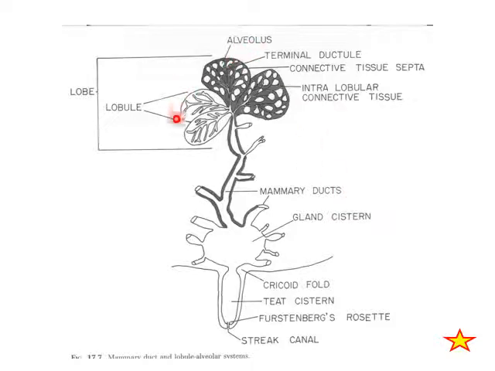Up in the top part of the udder, we have the alveoli. These are collections of lobes, and we'll talk about that. They drain into a common duct system. More and more ducts branch together. Eventually, you get down the mammary ducts to the gland cistern. We've got the cercoid fold, teat cistern, Furstenberg's rosette at the top, and then the teat canal leaving through the circular muscle down here.